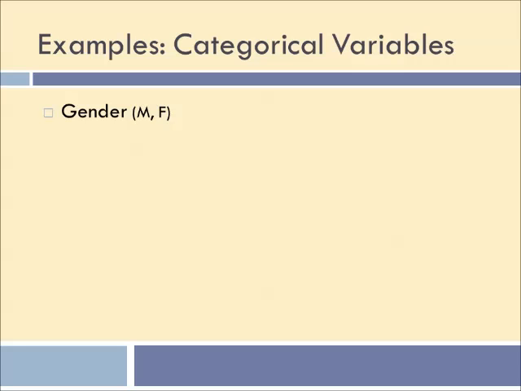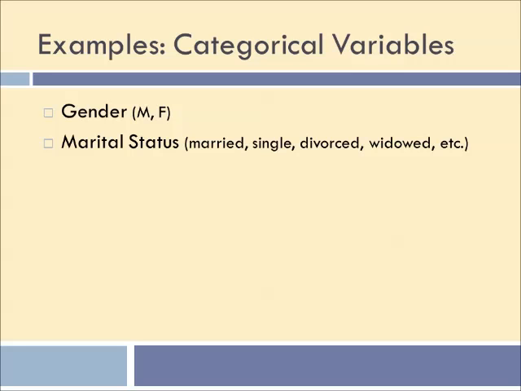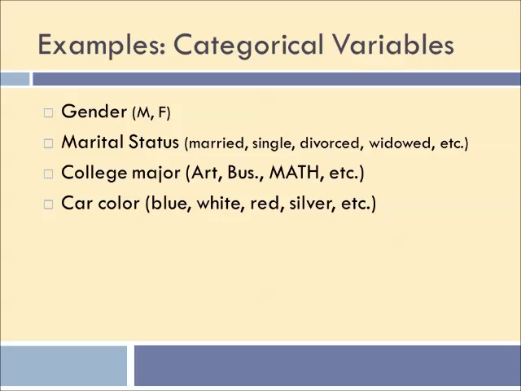So, examples of categorical variables. Gender. We usually categorize people as either male or female. Those aren't numbers, they're simply classifications. Marital status: married, single, divorced, etc. College majors: art, business, of course mathematics, and so on. Car colors. These are all different ideas of categorical variables.